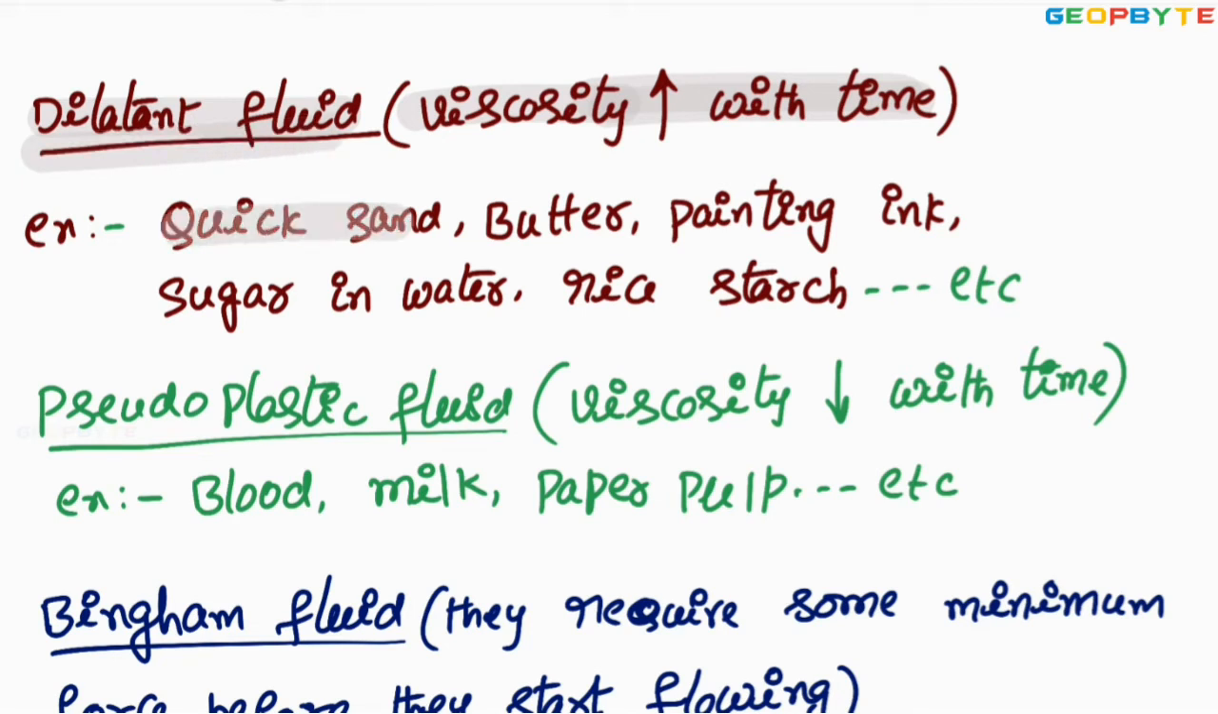Examples: quicksand, butter, painting ink, sugar in water, rice starch, lipstick. Lipstick viscosity also increases with time. These are all coming under dilatant fluid. Anyhow, if the viscosity of the liquid is increasing with time, such kind of liquid is called dilatant fluid.